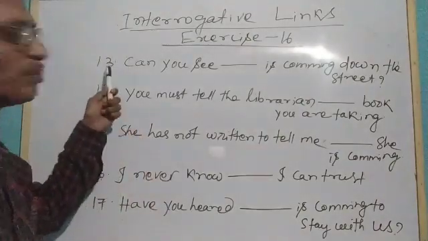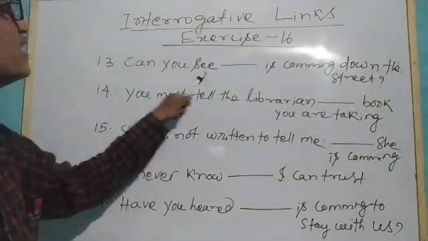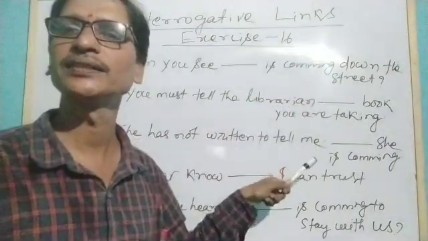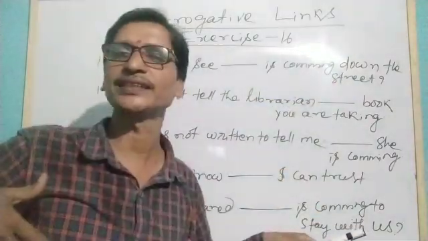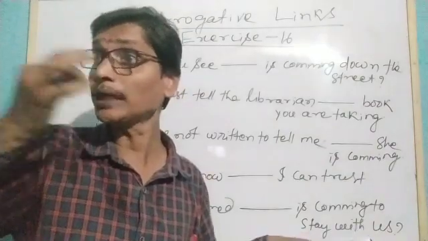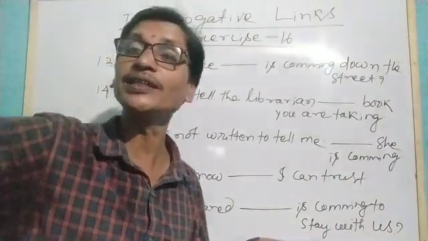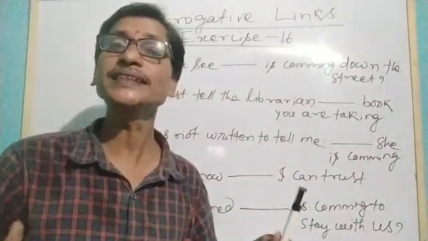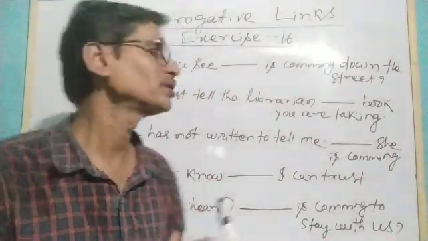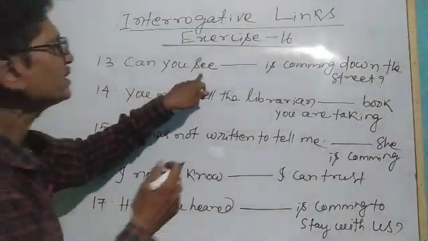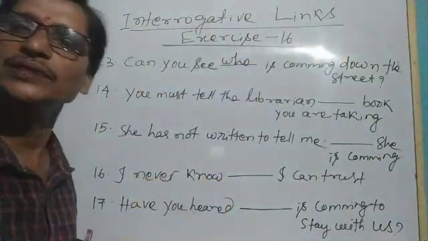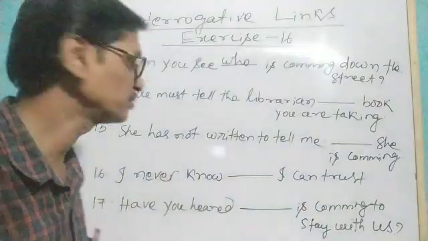You see, number 13. Can you see? Dash is coming down the street. So someone is coming down the street. Who is coming here? That means it is a person we are talking about. So here, can you see who is coming down the street? To know about the person.